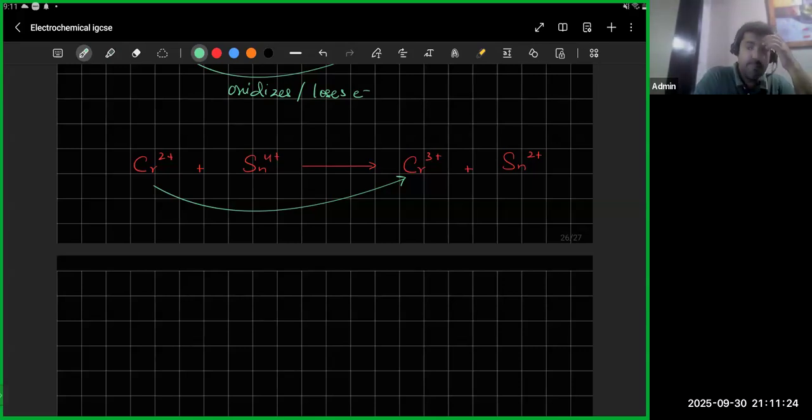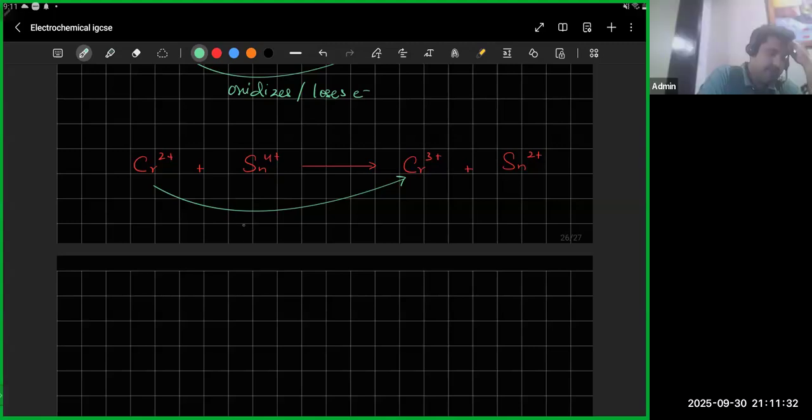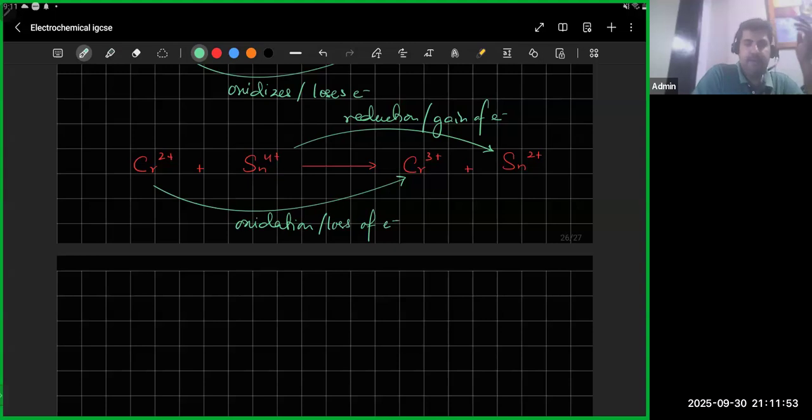Anyone? Nabila, Fatma, Fabia, Shanze? Oxidation. Okay, so this is oxidation. It's going up. And the other one is going down, right? 4 to 2. So that means it decreases, it reduces, that's reduction. So that's gain of electrons, and this is loss of electrons. So that's the first thing that they're going to ask you.